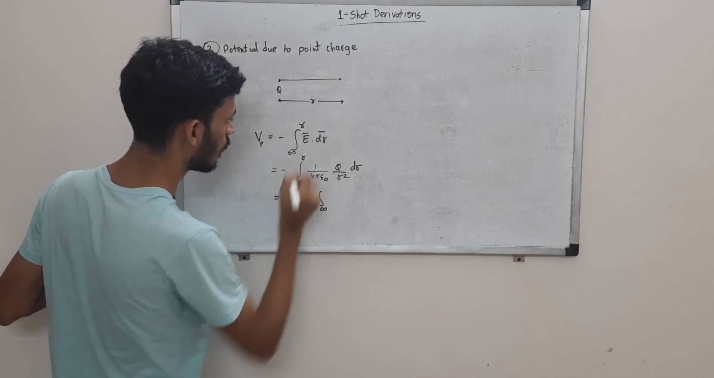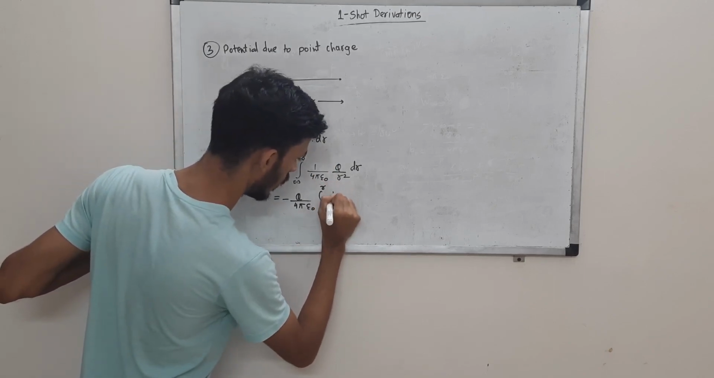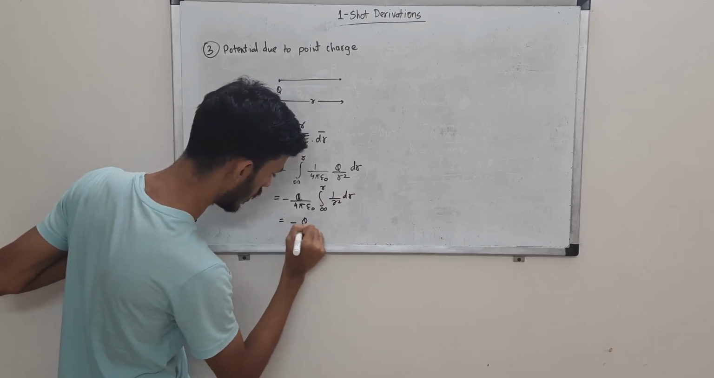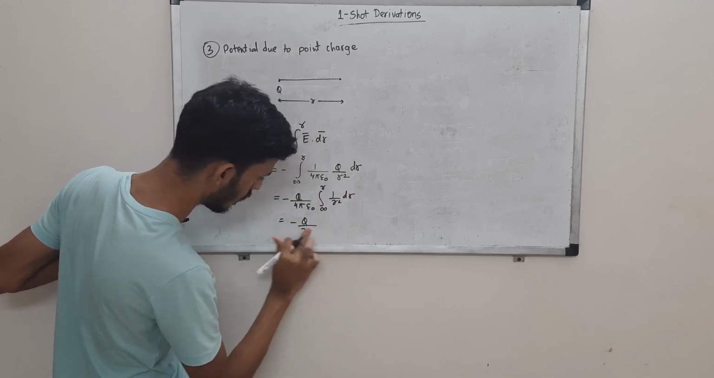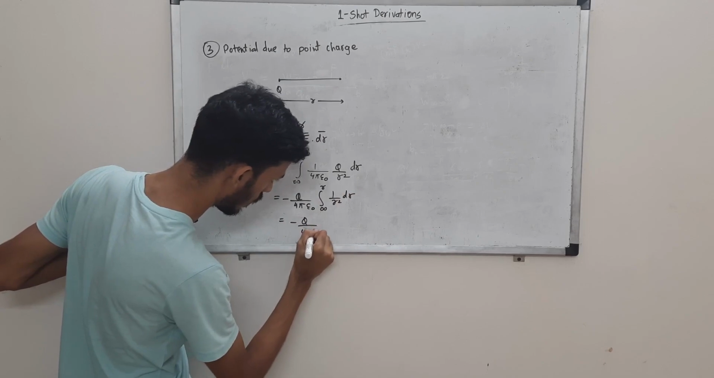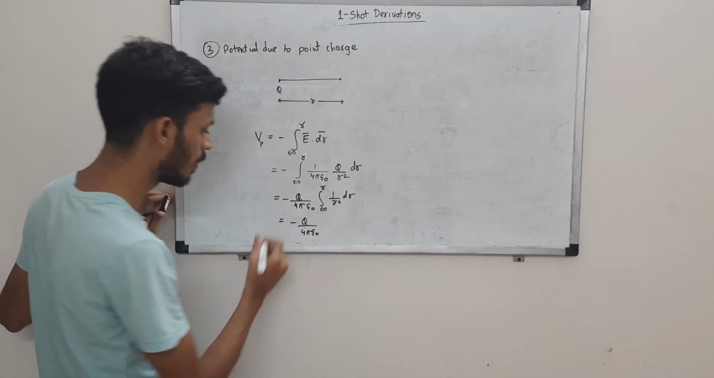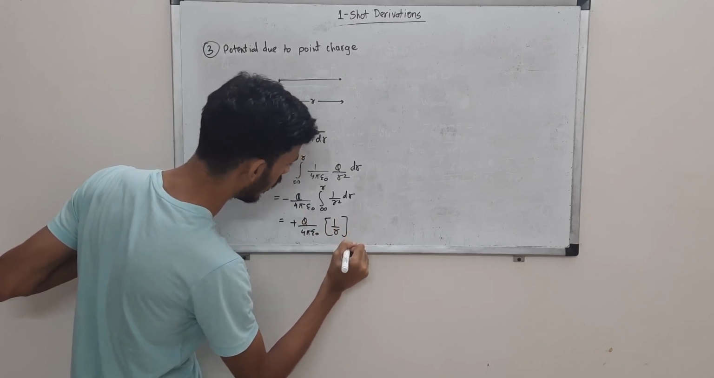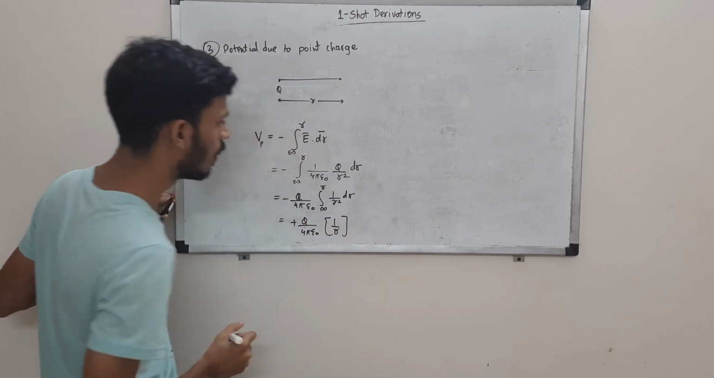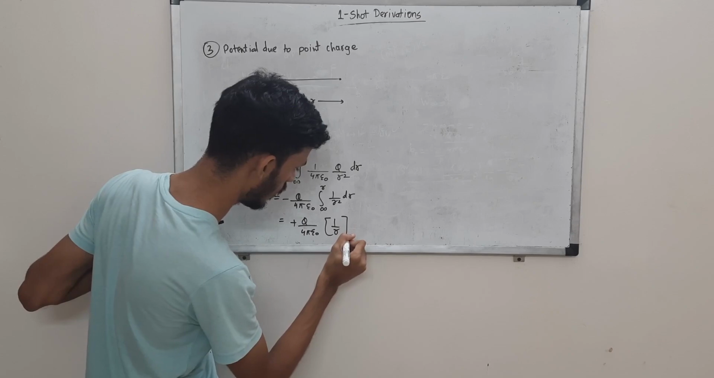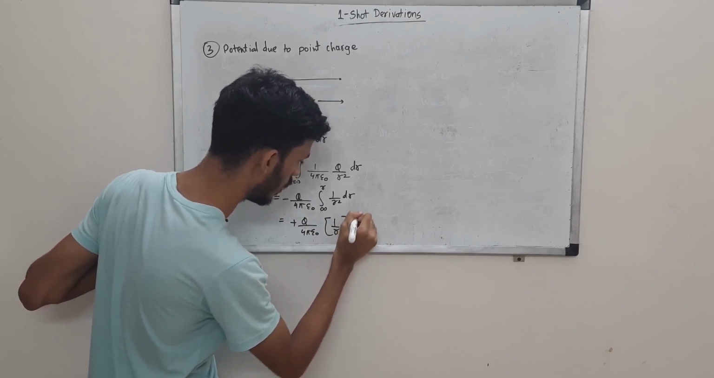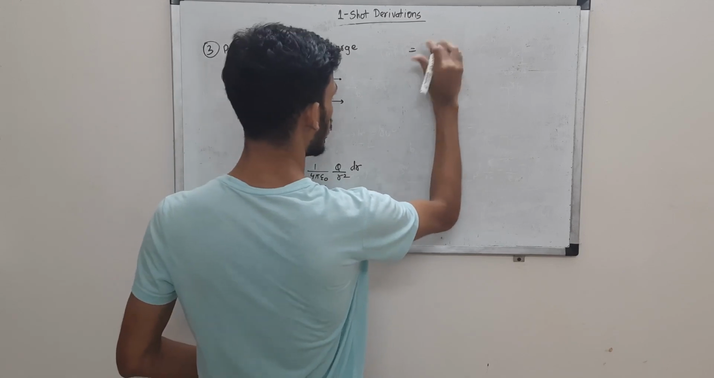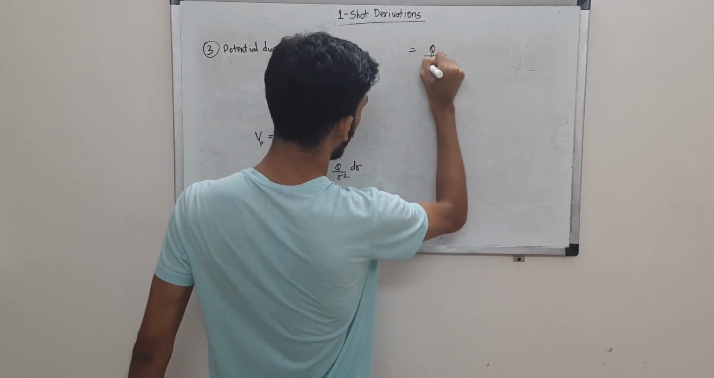Okay, 1 upon r square dr. We know that the integration of that, 1 upon r square, is minus 1 upon r, so I can change this sign directly. This is 1 upon r, and it is from infinity to point r. Okay, so now this will give us q upon 4 pi epsilon naught.